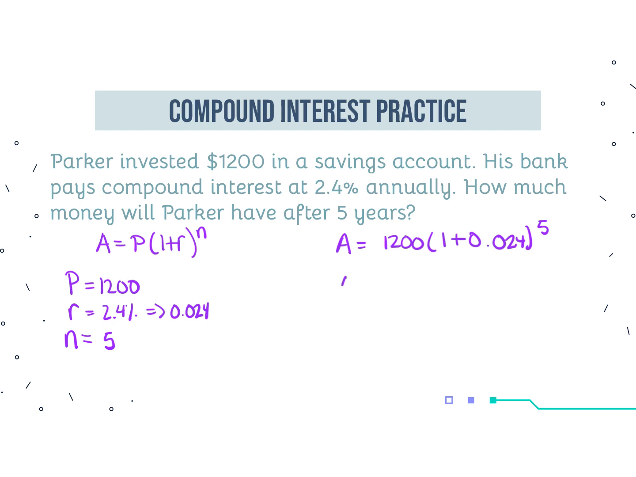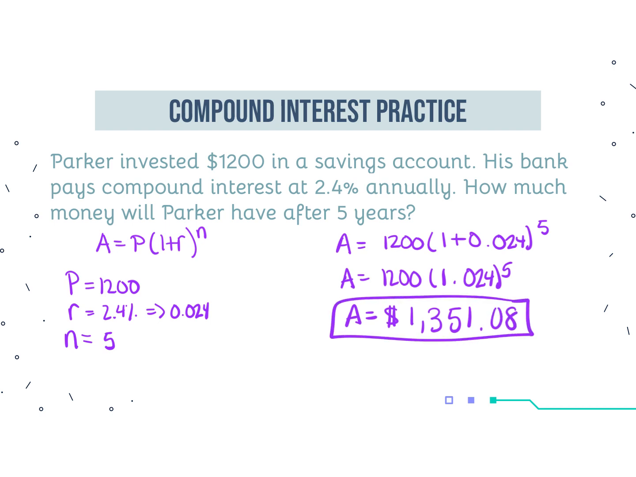We will combine like terms and simplify: 1.024 to the power of 5, and you get the amount of money that Parker has. Okay, so the amount of money that Parker has after those 5 years is $1,351.08. Please remember, this is money. You must round to 2 decimal points.